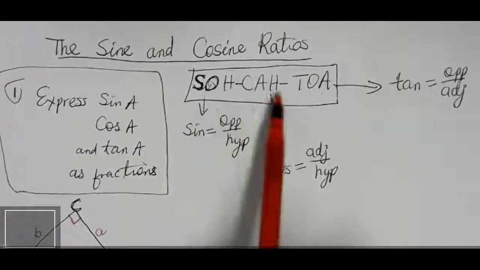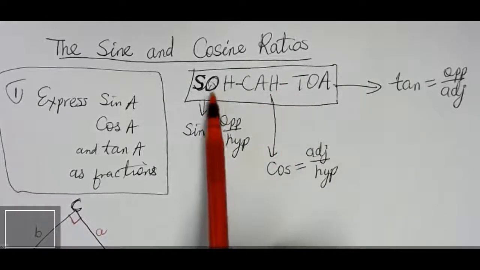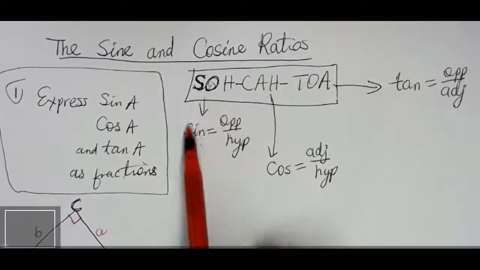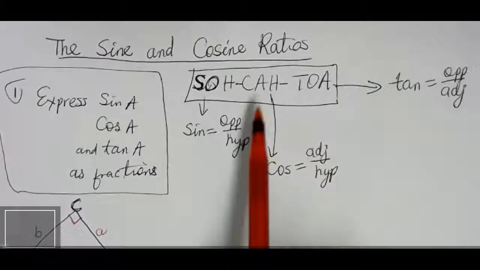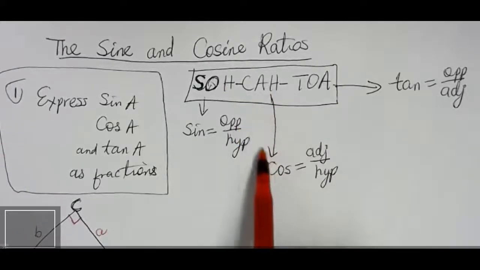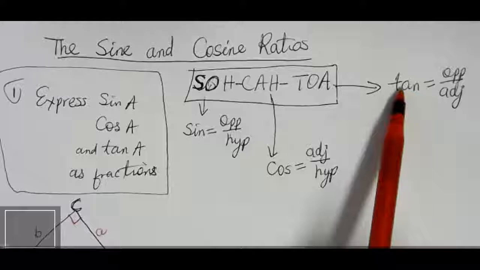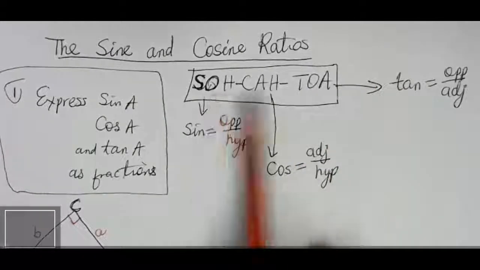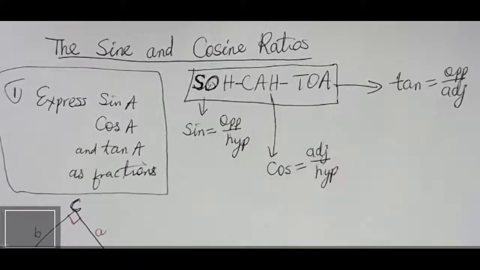There's an acronym that helps us remember these trig ratios: SOHCAHTOA. SOH stands for sine is opposite over hypotenuse. CAH stands for cosine is adjacent over hypotenuse. TOA, tangent, opposite over adjacent. If you keep that in mind, it helps a lot to set up your ratios right and plug things in.